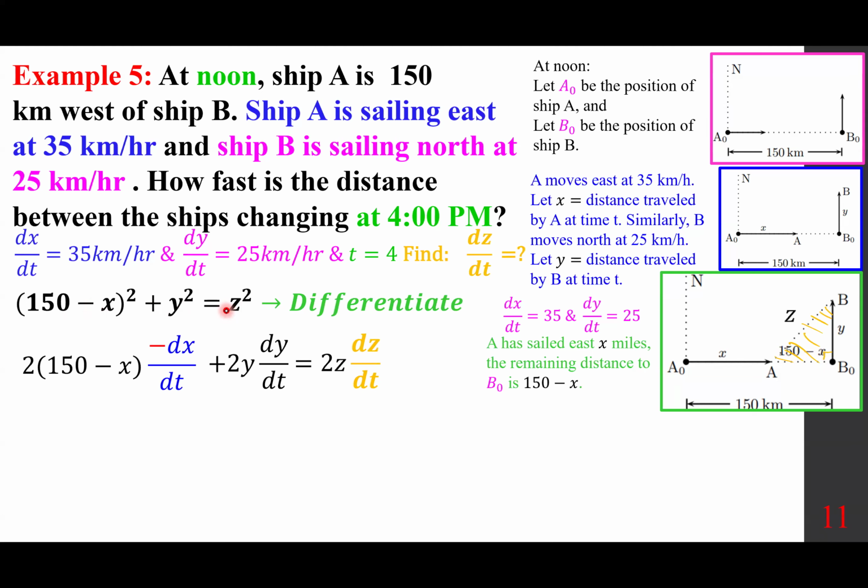So in order to plug in, we need to know over the course of 4 hours, what is the distance of x and y. At 4 p.m., we have covered 4 times the speed for x and for y, 4 times the speed of y. So at 4 p.m. is 4 times 35, 4 times 25. Those are the coverage. So we have covered x amount is 140 and y amount is 100 kilometers.